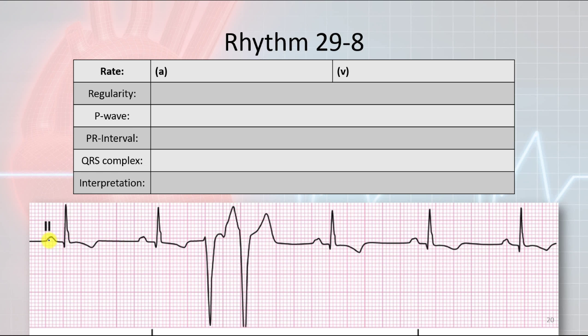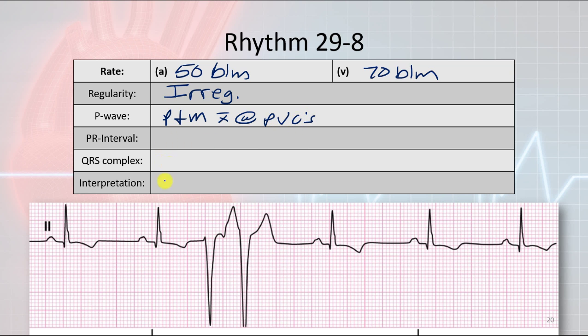In this rhythm, we have an atrial rate of 1, 2, 3, 4, 5. So we have an atrial rate of about 50 beats per minute. We have a ventricular rate of 1, 2, 3, 4. Count the PVCs. 5, 6, 7. Regularity. There is no patterned irregularity here, so this is just going to be straight up irregular. P waves. They are present and they are married, except at the PVCs.